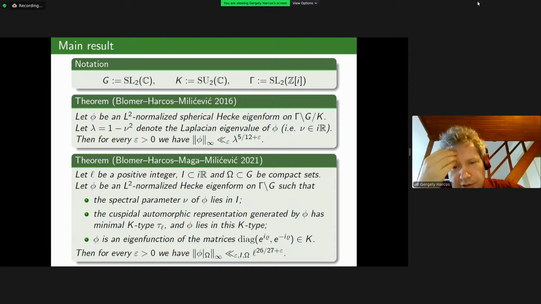I is, say, a bounded interval, a compact subset of the imaginary axis. This will contain the spectral parameters nu for the forms participating in this theorem. Omega is a compact subset of G. That's where we restrict the sup norm. And then we take a non-spherical L2 normalized Hecke eigenform for G mod gamma with the following conditions.